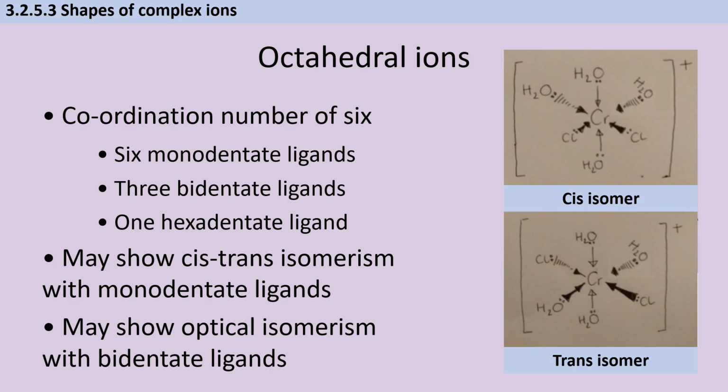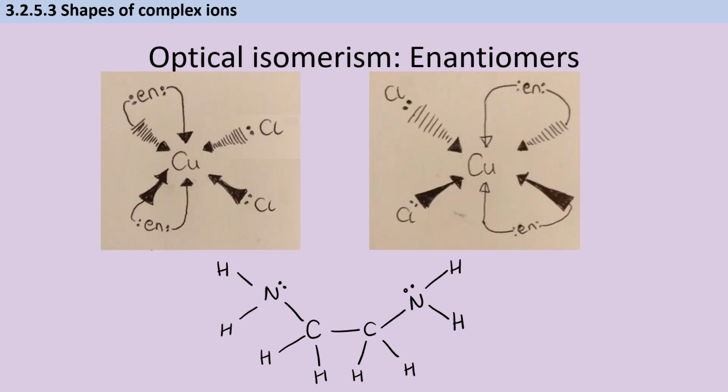If the ligands are bidentate, then it's possible to have optical isomerism. These optical isomers, or enantiomers, are mirror images of one another. As you know from your organic chemistry, these are going to respond differently to plane polarised light, in that one of them will rotate the light one way and one of them will rotate the light in the opposite direction.